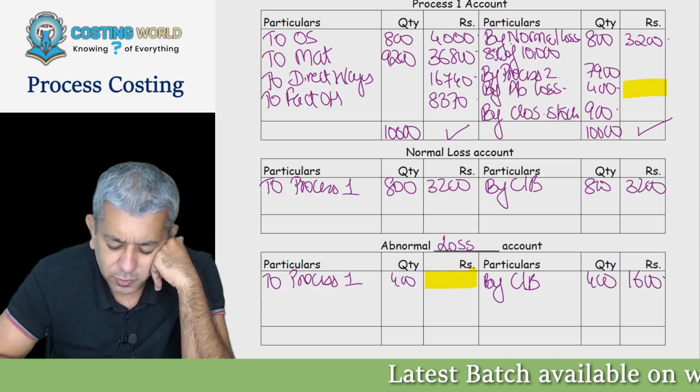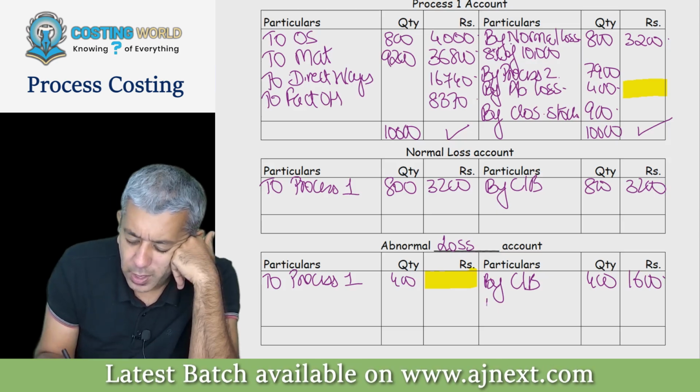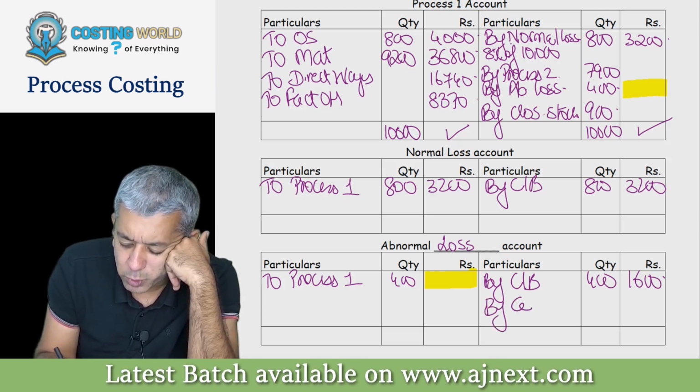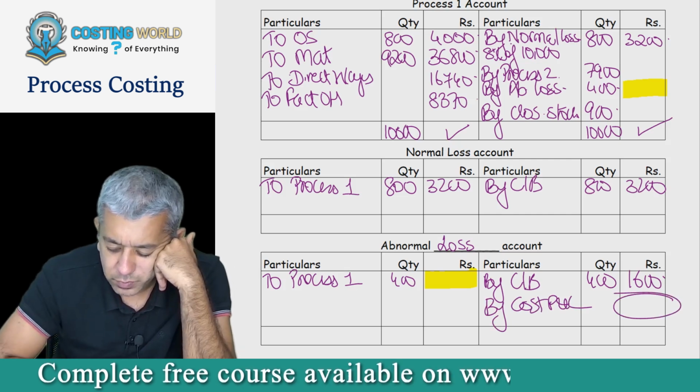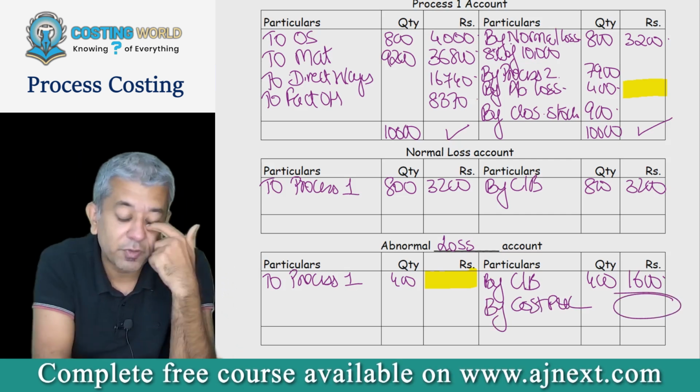I guess in the first 4 or 5 questions we were doing this only. And over here then there will be a loss in future that of course will get transferred to costing P&L account. That we will see because we have to get that yellow figure still.